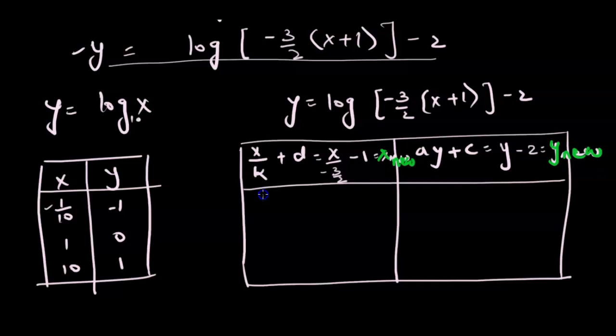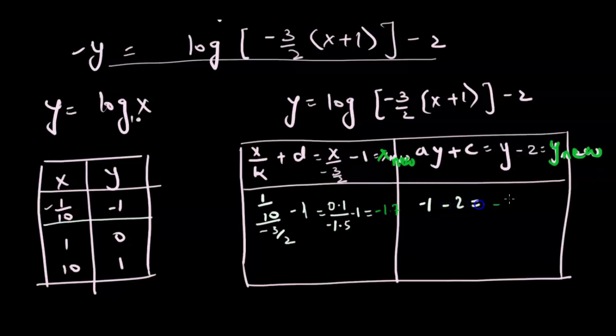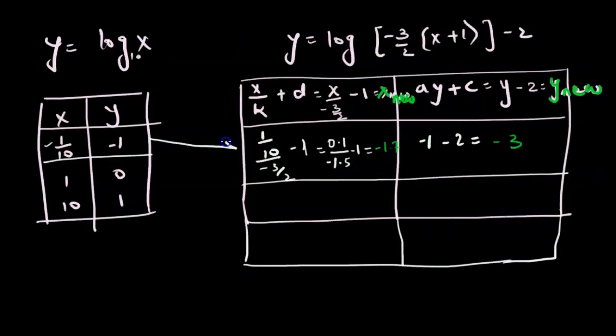So the original x we have from the parent function is 1 over 10. We need to divide it by negative 3 over 2 and subtract 1. We would get the new x for this first point. You can put this all on the calculator. So 1 over 10 is 0.1, divided by negative 1.5, minus 1, and that would give us negative 1.07. Similarly, we solve for the y value here. The original y is negative 1. This one is easy because there are not many numbers to work with. So negative 1 minus 2 gives you a negative 3. So this point became this.